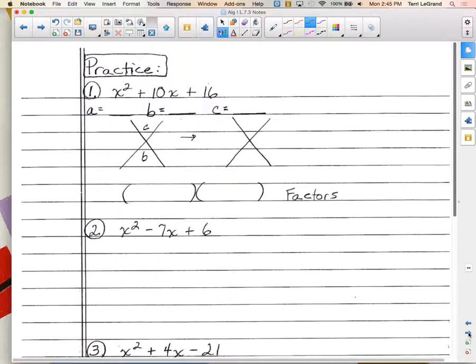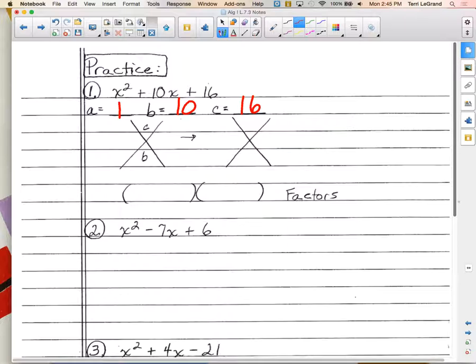Here's how we always started out. We identify A, B, and C. So what's A, Max? X squared. Nope. Whatever x squared is getting multiplied by, and it won't always be 1, but today it is. Today it's 1. What's the b value, Alexis? 10. What's the c value, Connor? 16. Okay, we always write that down first of all.